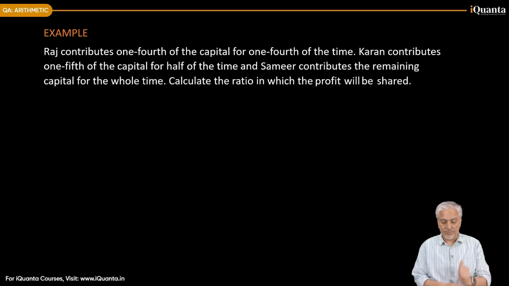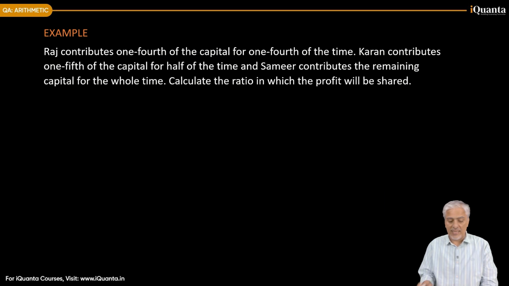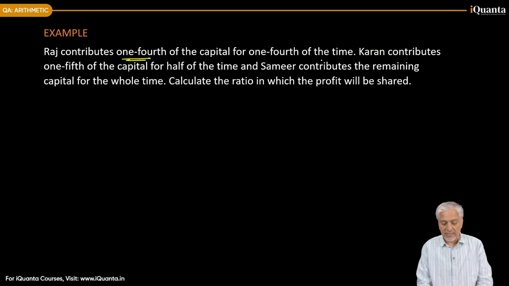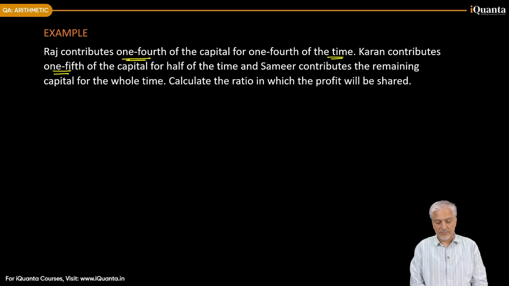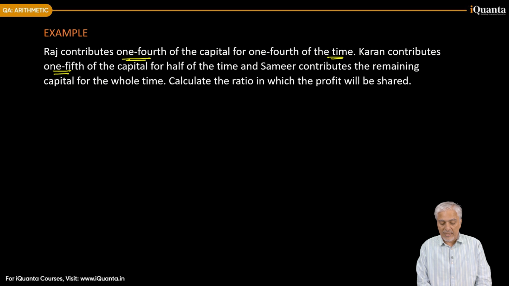Let's see the next question. Raj contributes 1/4 of the capital for 1/4 of the time. Okay, so whatever capital requirement is there in the business, Raj puts 1/4 of that, but for 1/4 of the time. Karan contributes 1/5 of the capital for half of the time. And Samir contributes the remaining capital for the whole time. Calculate the ratio in which the profit will be shared.